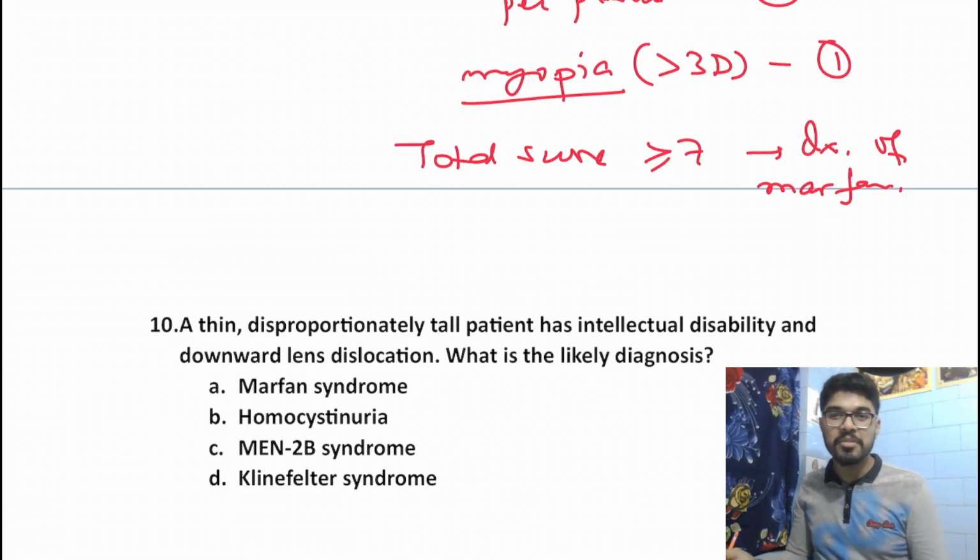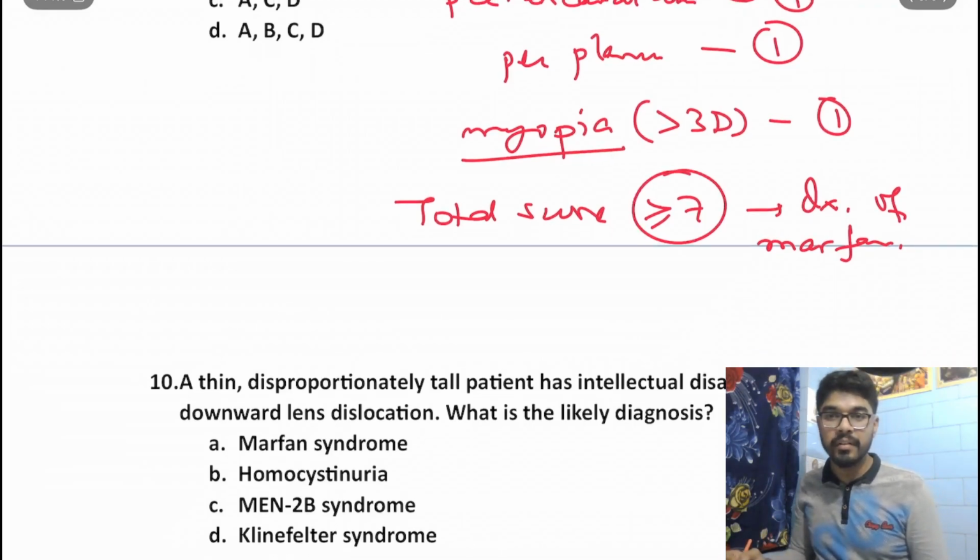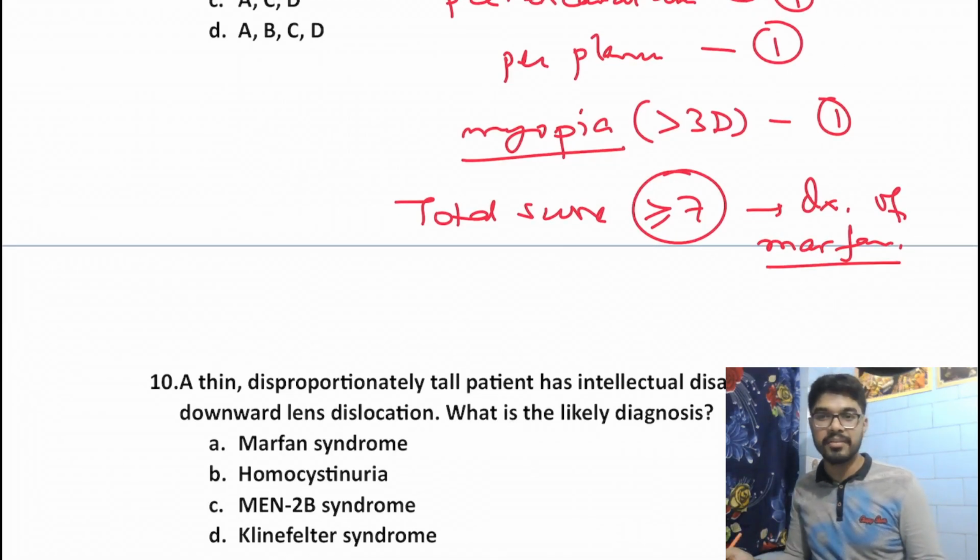Myopia of more than or equal to 3 diopters, a score of 1 is given, and if the total score is more than or equal to 7, then a diagnosis of Marfan can be made.